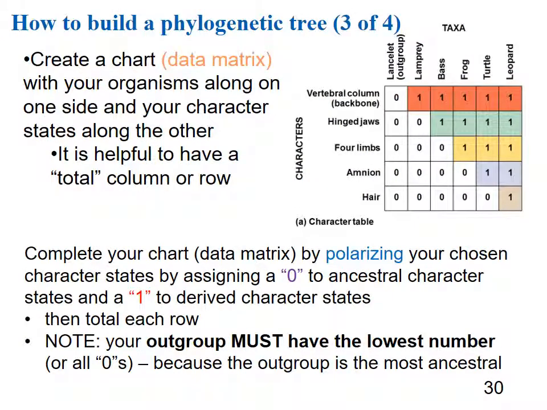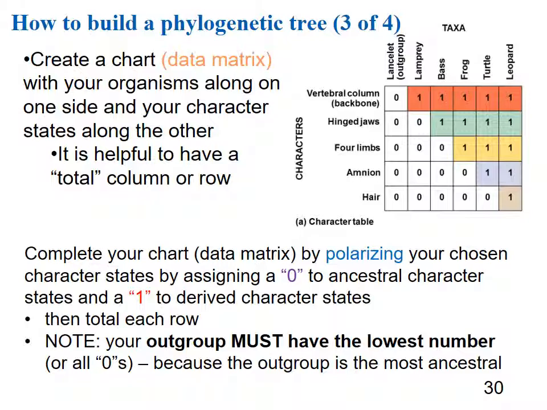Then you're going to create a chart or a data matrix with your organisms along one side and your character states along the other. It's kind of helpful to have a total column as well. And you're going to complete your chart or data matrix by polarizing your chosen character states. You're going to assign a 0 to an ancestral trait, so that would be the kind of trait that would be in your outgroup, and you'll assign a 1 to any derived character states. You're going to total each row, and the outgroup needs to have the lowest number or all zeros, because your outgroup was picked because it's the most ancestral grouping.